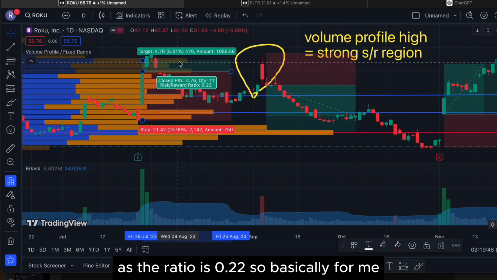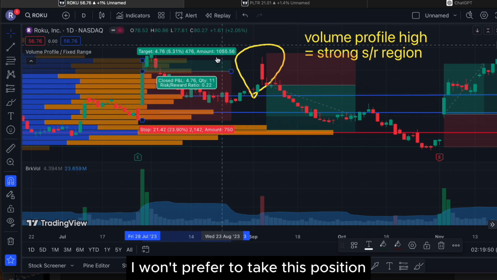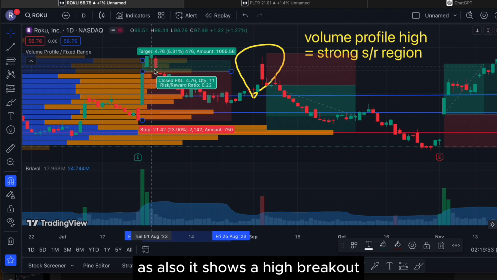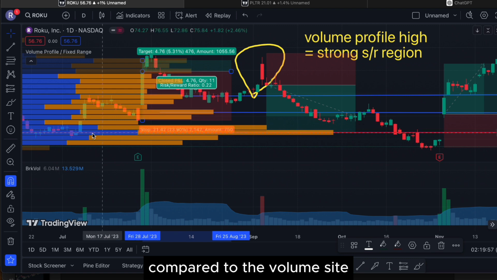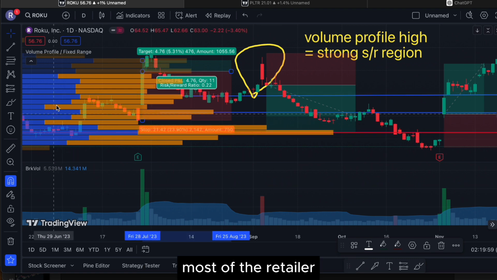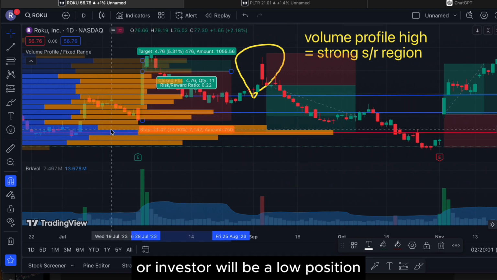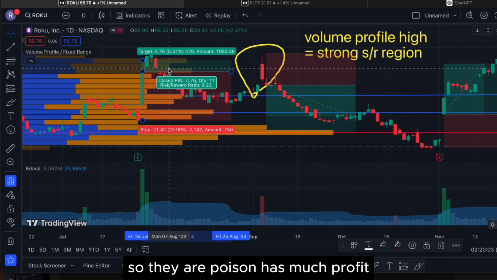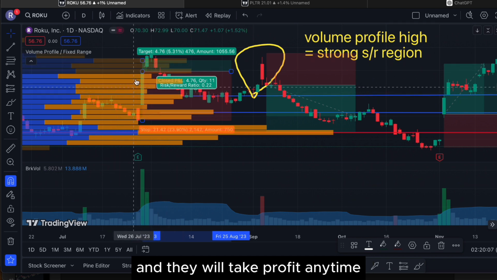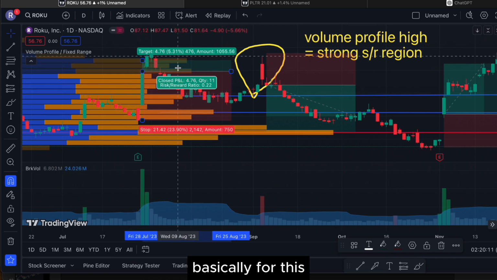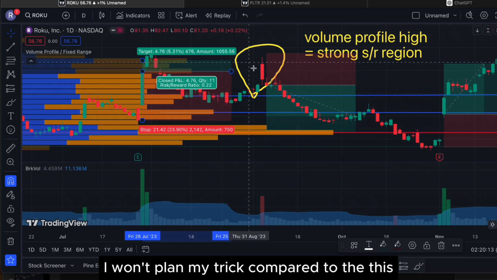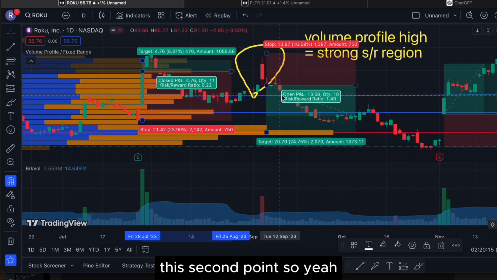So basically I won't prefer to take this position, as it also shows a high breakout, which means the price will be high compared to the volume side. Most of the retailers or investors will be at a low position, so their positions have much profit and they will take profit anytime. So basically this is a dangerous place. For this I won't plan my trade, compared to this second point.